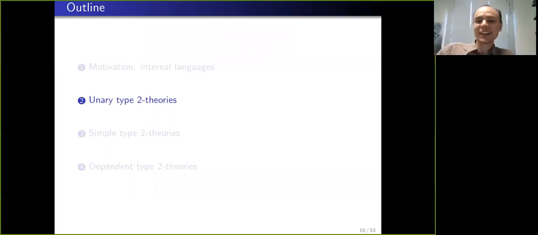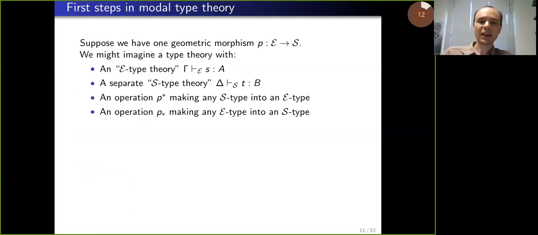Let's move on. As I said, I'm going to build up in stages. So let's start by thinking about the simple case where we have one geometric morphism. This is a pair of adjoint functors in opposite directions between 2 higher toposes. Just naively, how might we try to model this with type theory? Well, we have 2 categories, and each category we can think of as being the model of a type theory. So we can imagine maybe we have an E-type theory on one side, and an S-type theory on the other side. And then we have operations that go between them, just like functors between our categories.